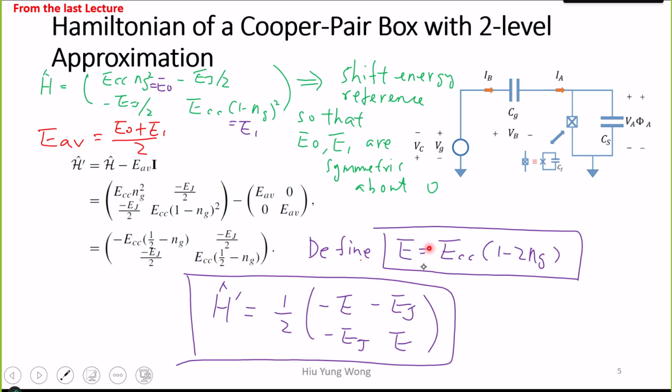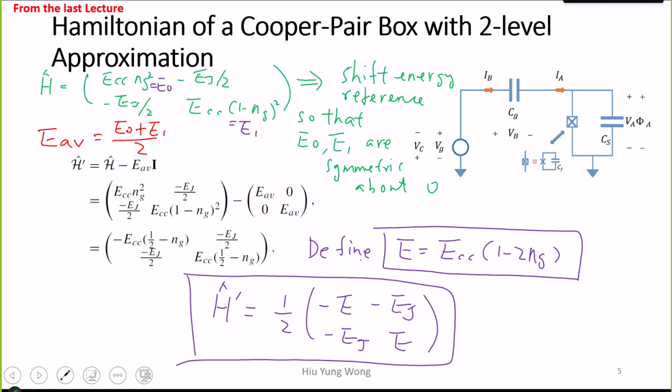And then we further define an energy called E, equal to ECC times (1 minus NG). So there is something we can appreciate in this matrix. We have EJ. What is EJ? What is J? Josephson junction. So EJ means what? That Josephson junction energy, right? That is a constant we learned earlier, which is related to IC, the critical current, and also the reduced magnetic flux quantum.